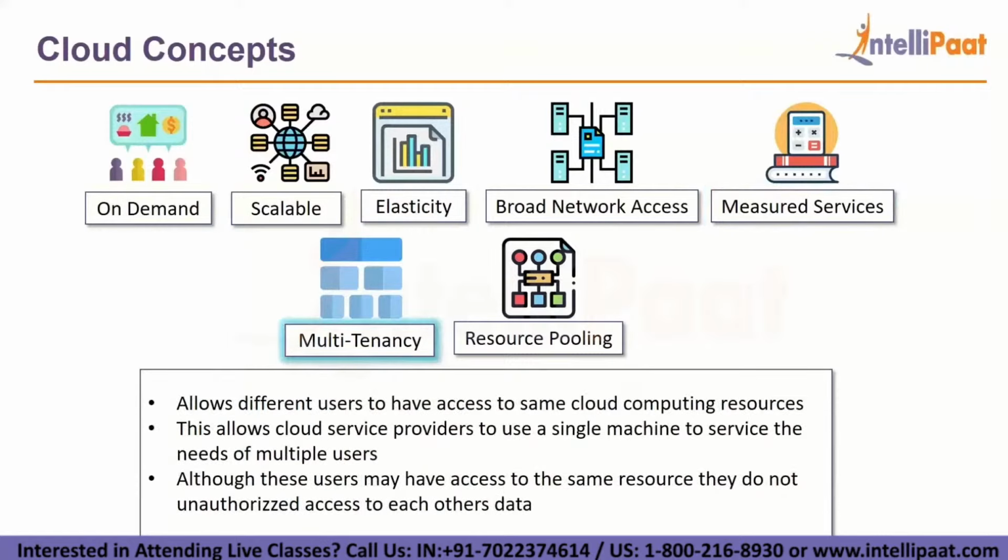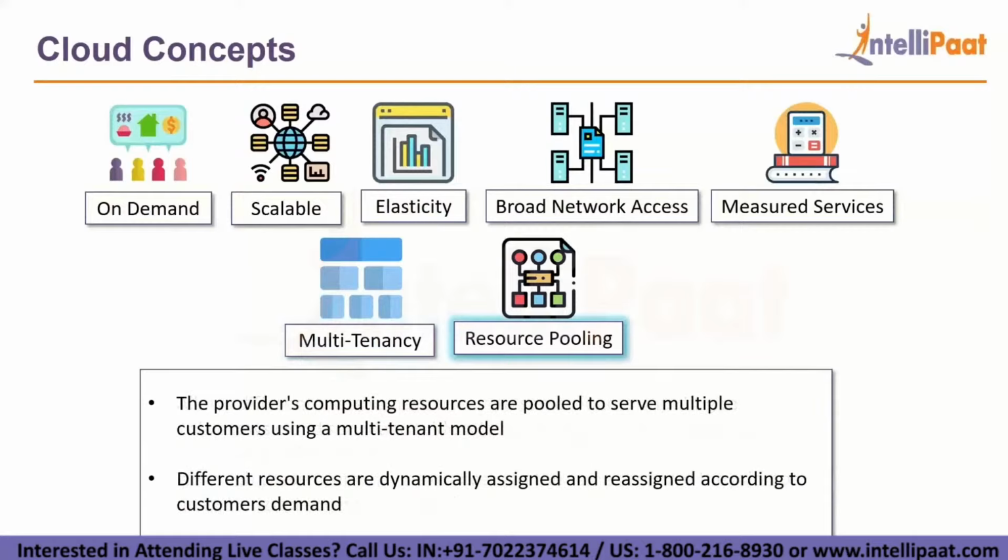Then comes multi-tenancy. This allows different users to have access to the same cloud computing resources. This allows cloud service providers to use a single machine to service the needs of multiple users. Although these users may have access to the same resource, they do not have unauthorized access to each other's data. This is done using virtualization, in which you have a very powerful machine. You break the power of that machine into multiple small virtualized machines, and one virtual machine should not be able to access other virtual machines. That's usually done using a hypervisor, and we'll take a look at that as we go along.